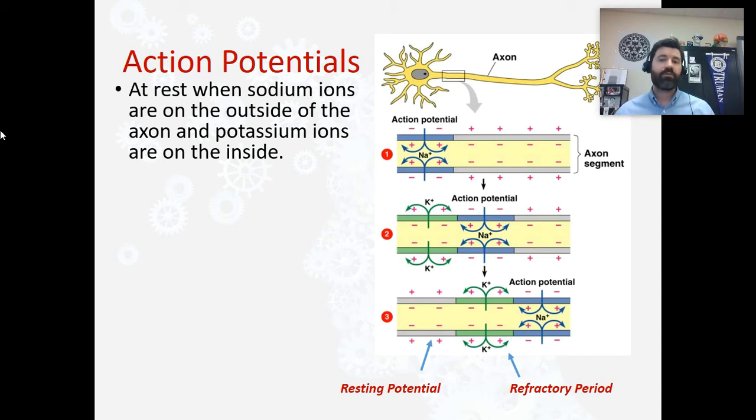And then surrounding the neuron, we have positively charged sodium ions. So I'll say that again. Sodium ions are located on the outside. Potassium ions are located on the inside.